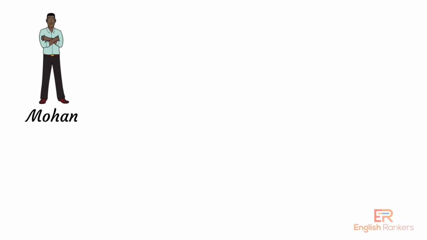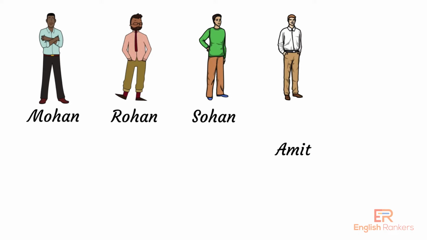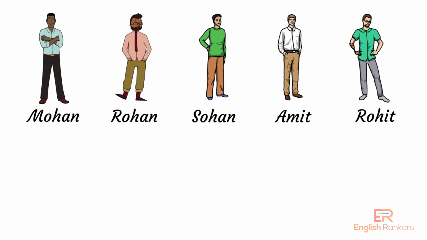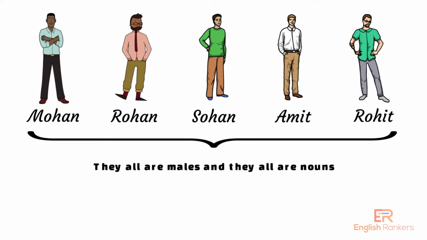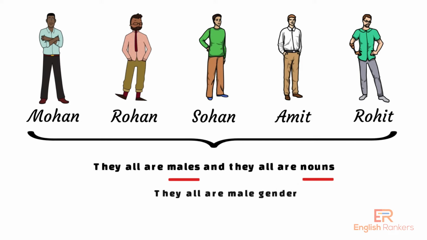Look at these pictures: Mohan, Rohan, Sohan, Amit, Rohit. Can you tell me what is common in these pictures? These all are names of male persons. They all are males and they all are nouns. Right? Can you tell me the gender of these nouns? Yes. They all are male gender. Masculine denotes male gender, so they are masculine nouns.